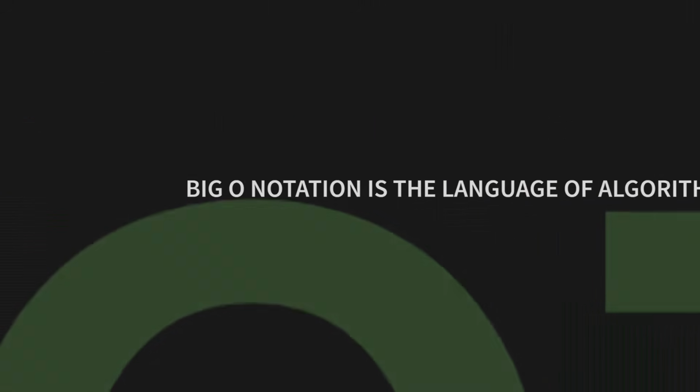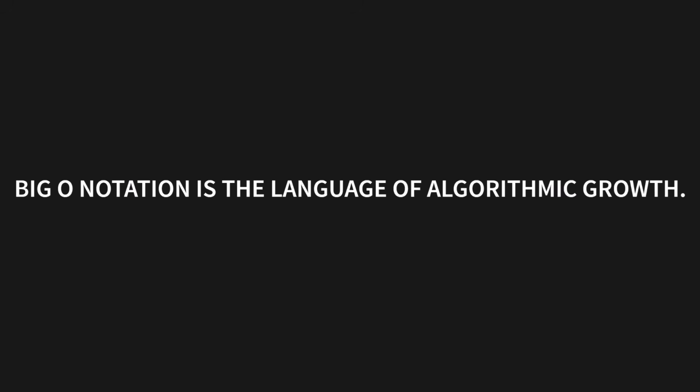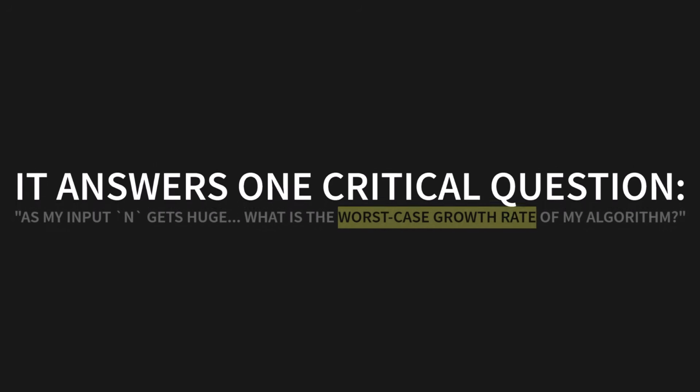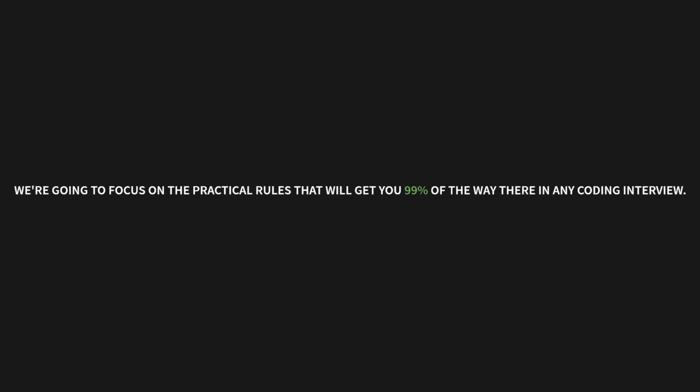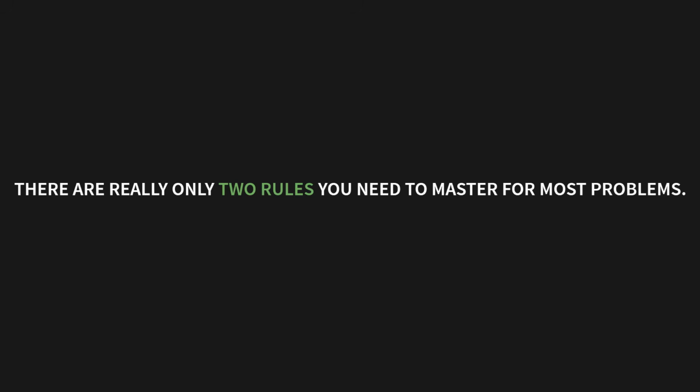Let's dive in. Big O notation is the language of algorithmic growth. It answers one critical question, and that question is this. As my input, which we'll call n, gets huge, what is the worst-case growth rate of my algorithm? It's a way of classifying code not by seconds or minutes, but by how it scales. That's the key word right there, scales. We're going to focus on the practical rules that will get you 99% of the way there in any coding interview. There are really only 2 rules you need to master for most problems.